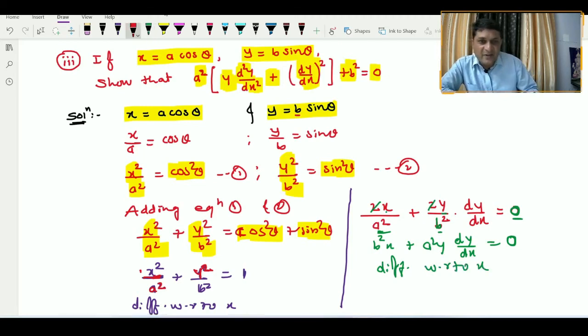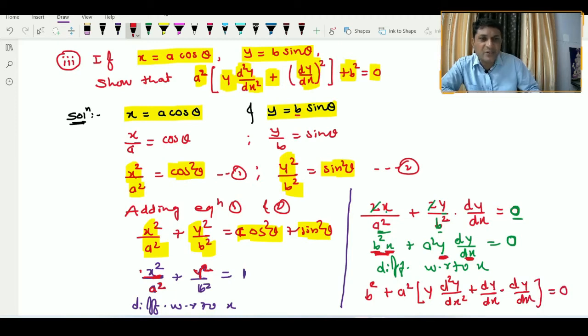So first find the derivative of this first term. The derivative of b square x will be, b square is a constant term, the derivative of x is 1, so 1 into b square is b square, plus here a square, keep it as it is. To find the derivative of this second term, we have to apply the product rule. According to the product rule, the first term, y, as it is, into the derivative of the second term, that is the derivative of dy by dx, which is d2y upon dx square, plus the second term as it is, dy by dx, into the derivative of the first term, that is the derivative of y, which is dy by dx. On this side 0, keep it as it is.